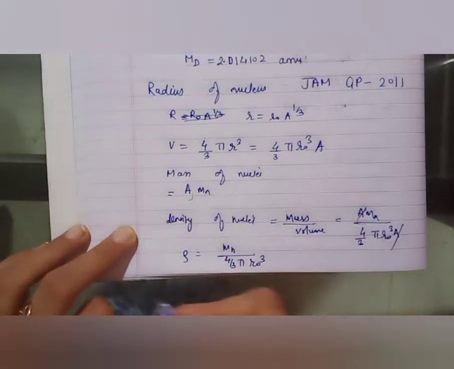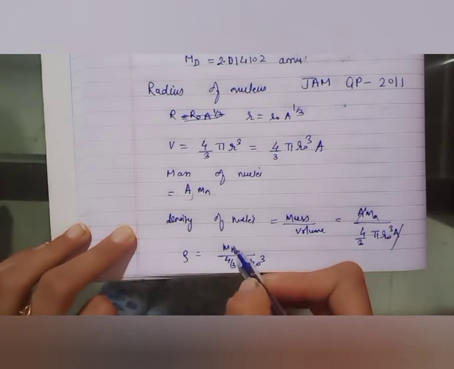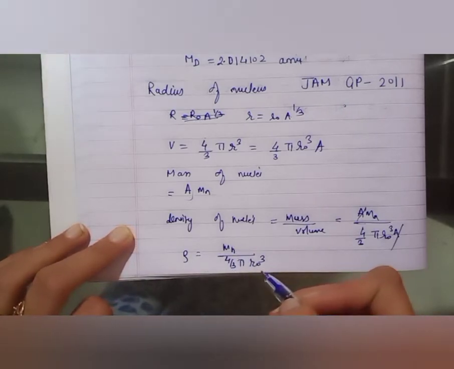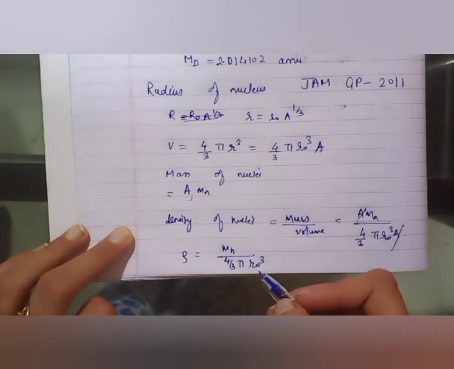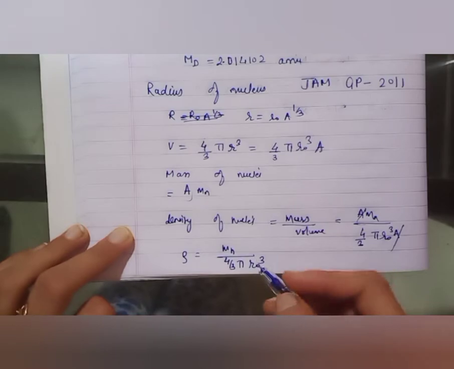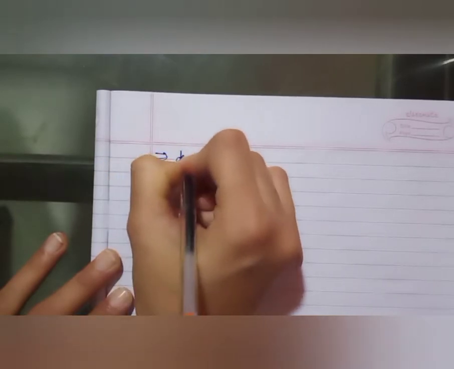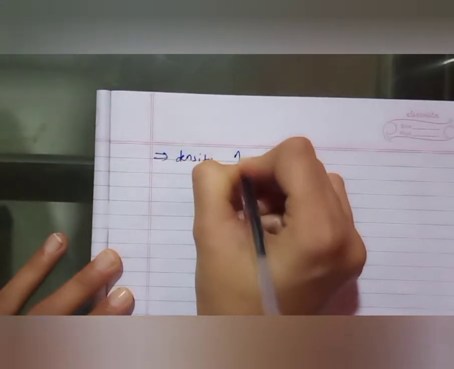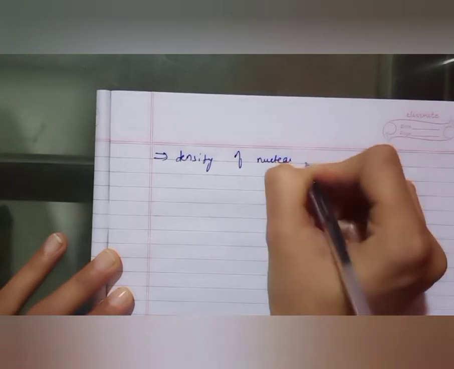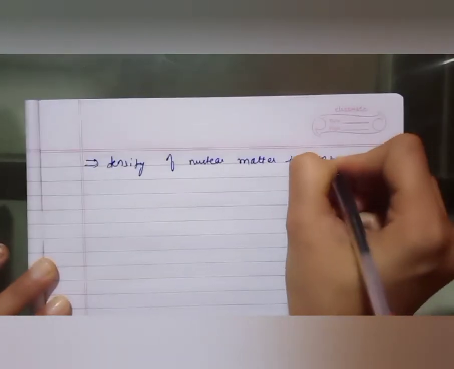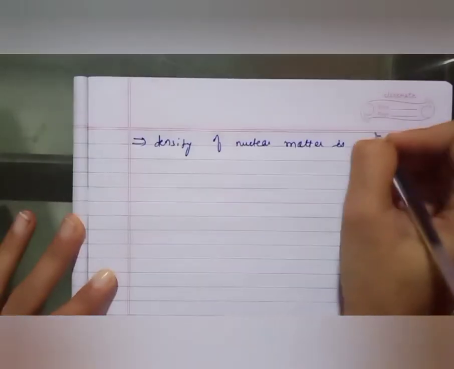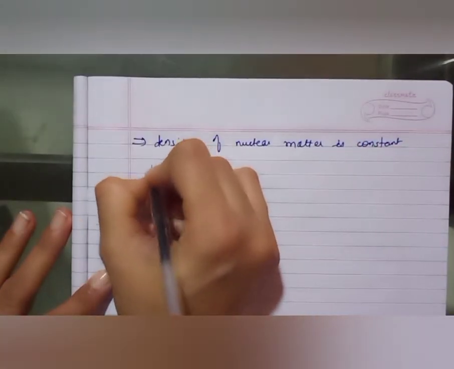Now see this equation. Mn is constant, 4 by 3 pi is constant, and R0, called the nuclear radius parameter, is also constant. So this implies the density of nuclear matter is constant. So hence proved. Now the next part they have asked is the mass of a nucleon.